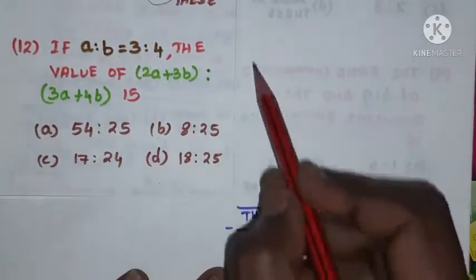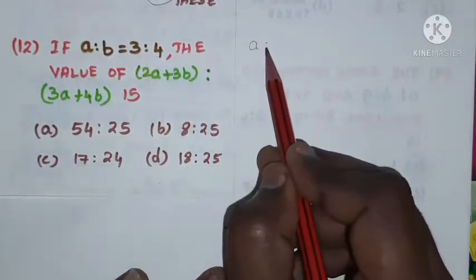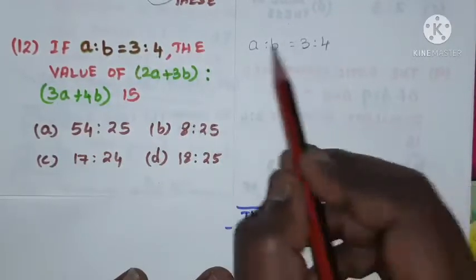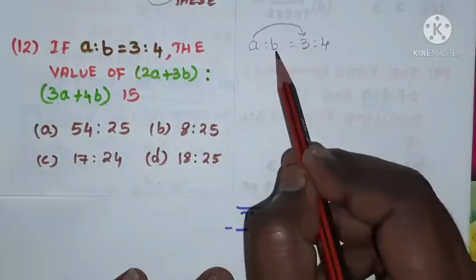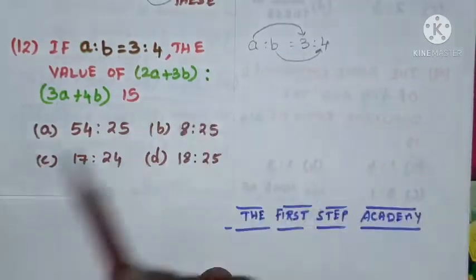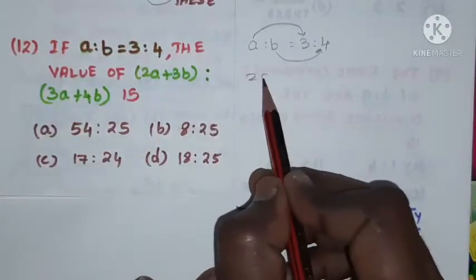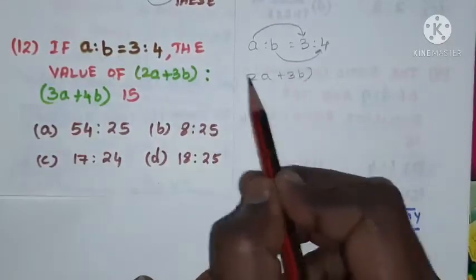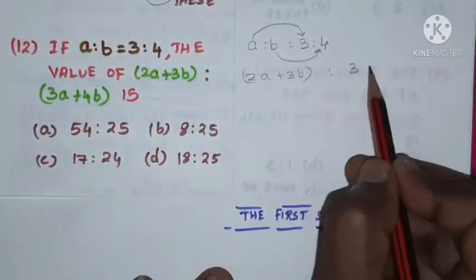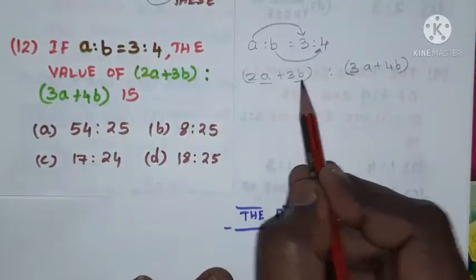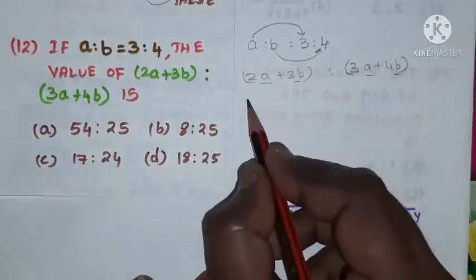So look here, they have given a ratio A is to B, which is equal to 3 is to 4. So the value of A is 3, the value of B is 4. They have given the values of A and B and they are asking us to find out 2A plus 3B is to 3A plus 4B. Substitute the values of A and B over here, then we'll get the answer.